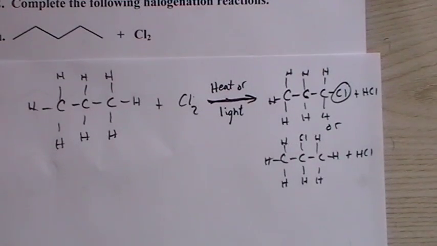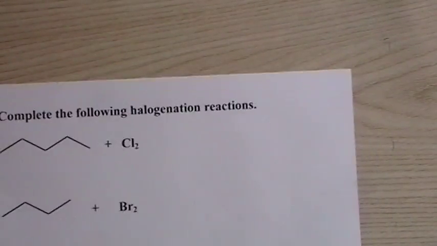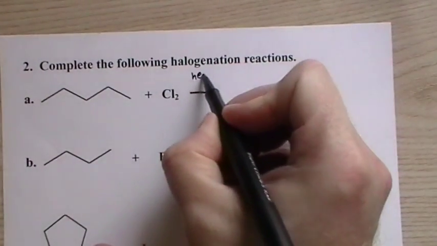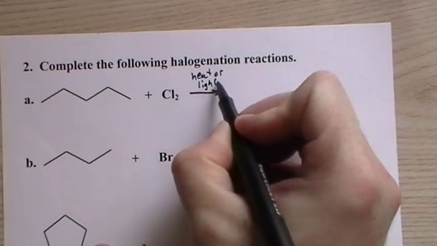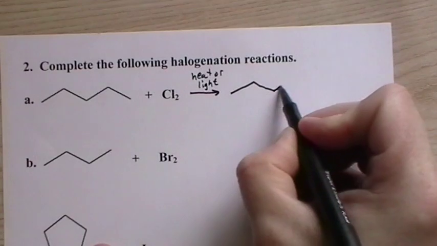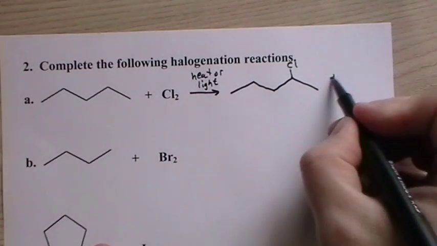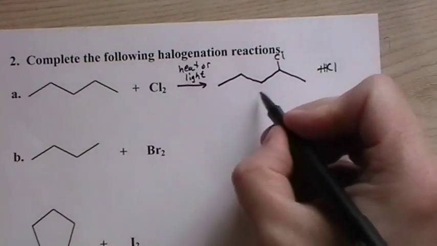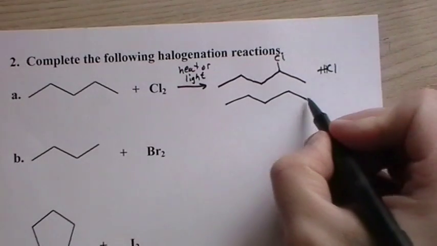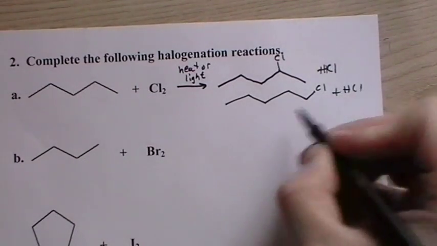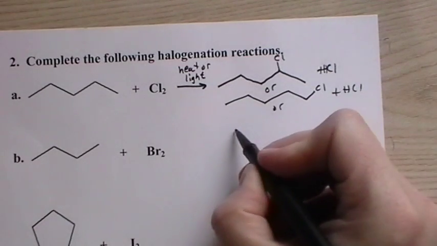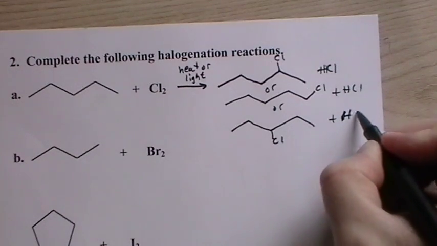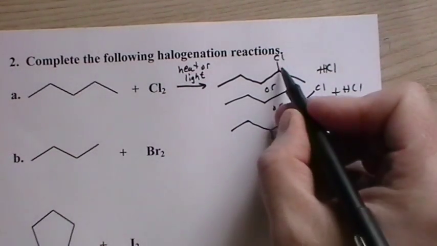Now I'm going to use line angle formulas, and you should get used to doing that. So for something like this, put heat or light, and you'd have this, and you put a chlorine on, and the HCl. Or, let's see, we could put the chlorine on the end, HCl, or we could put the chlorine in the center. After that, any other, we covered all the possibilities. If you put the chlorine here, it's the same as putting it here.